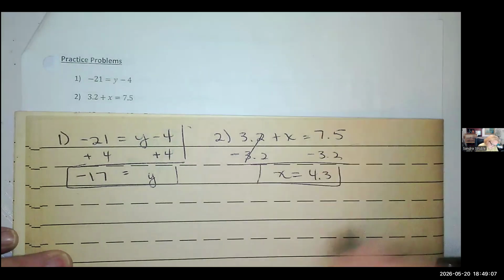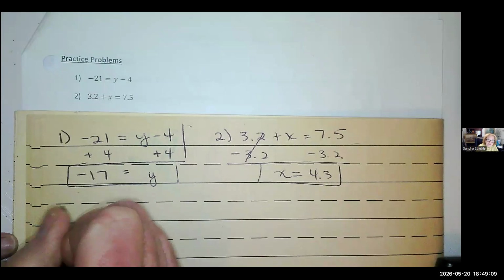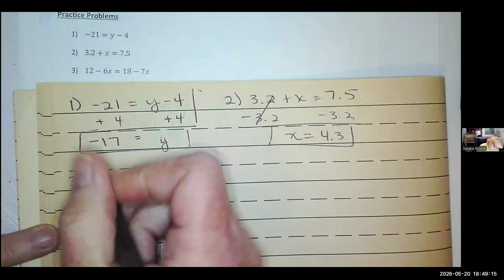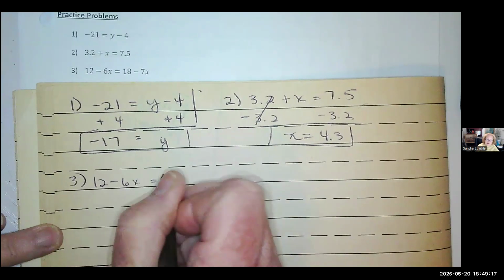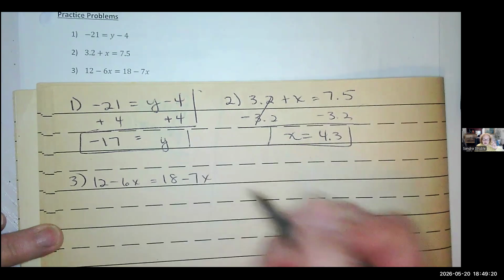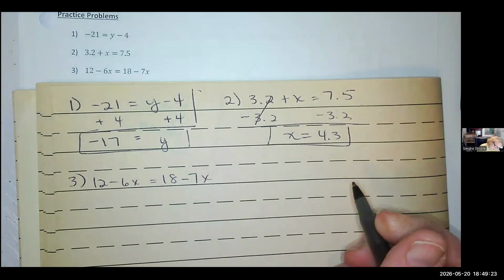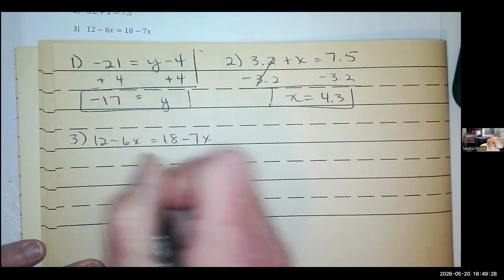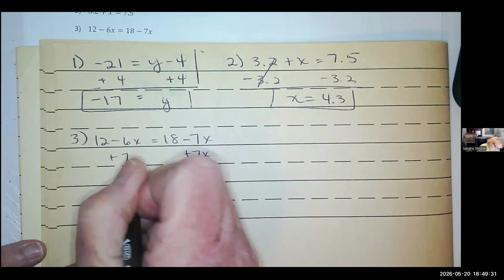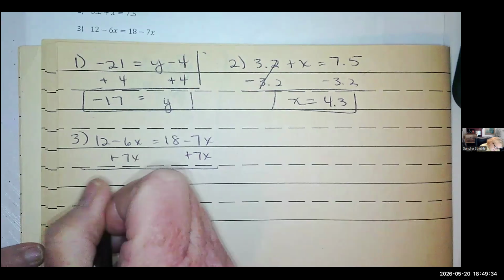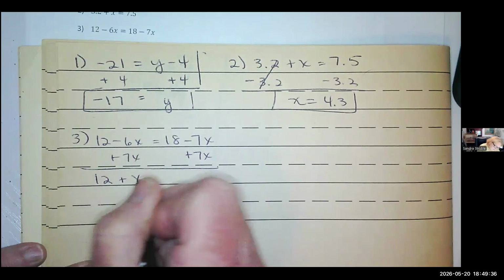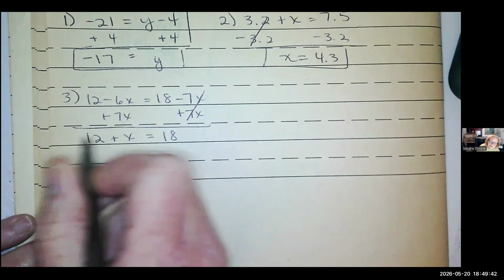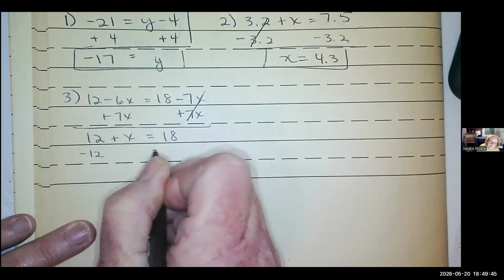Number 3 is 12 minus 6x is equal to 18 minus 7x. We need our x's on one side, our constants on the other, since it's already been simplified. So I'm going to bring my 7x over here. It's negative, so I need to add it to both sides. That leaves me with 12 plus x is equal to 18. This is gone. And now we need to remove the 12. It's positive, so I need to subtract 12 from both sides of the equal sign. x is equal to 6.